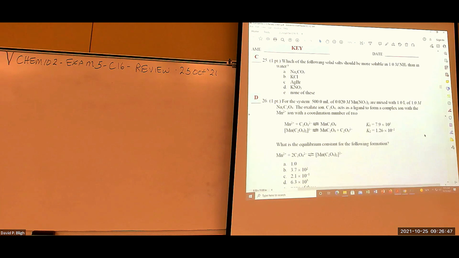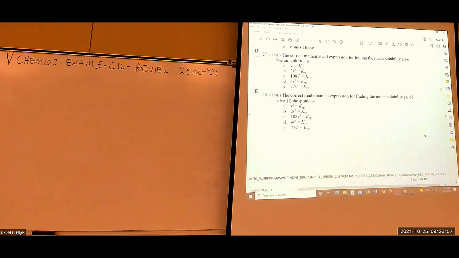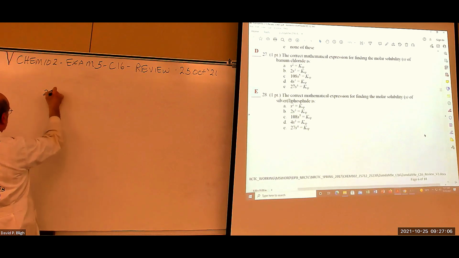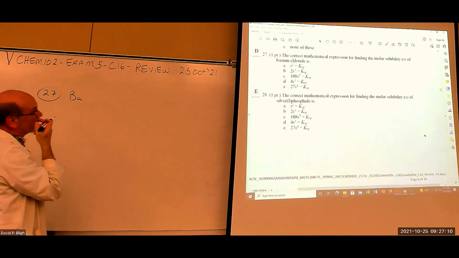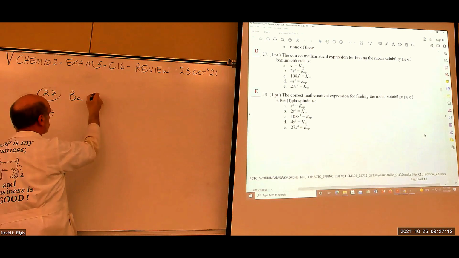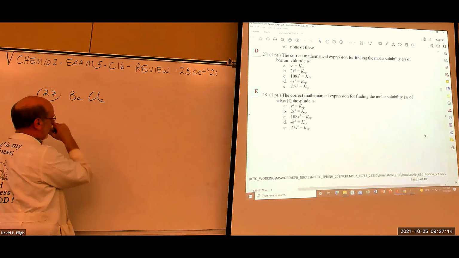26. No, 25. Yeah, 25. 27. And you could go down. There it is. Correct mathematical expression for the solubility of barium chloride. Right. This is just to see if you remember what we discussed earlier. Got to write barium chloride correctly, right? It's not given to us. Barium chloride.